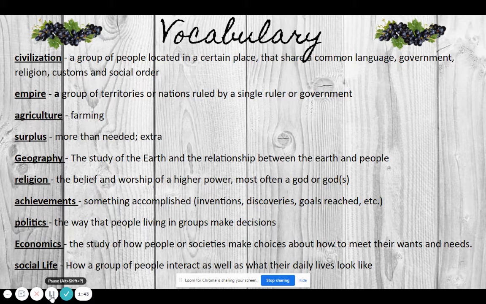Economics is the study of how people or societies make choices. Remember, opportunity cost. We all have to make choices about how to meet our needs and our wants. And social life is how a group of people interact as well as what their daily lives look like. Remember that the word social has soc in it, and that's a Greek and Latin root for people.